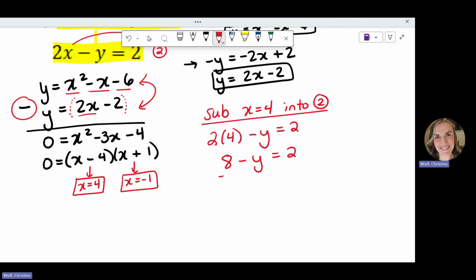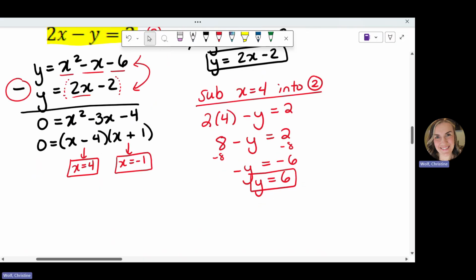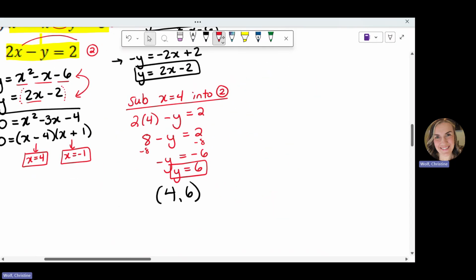Solve this however you see fit. I'm going to minus 8 to both sides to get negative y equals negative 6. If I divide by negative 1, I get that y is 6. So my first point, when x is 4, y is 6. That's my first solution. Now I repeat the process.